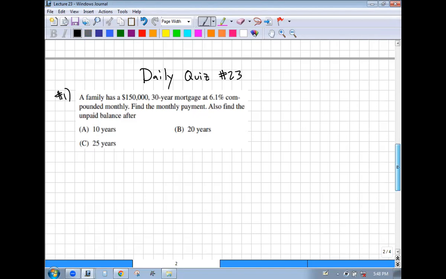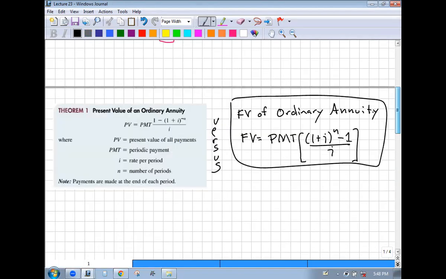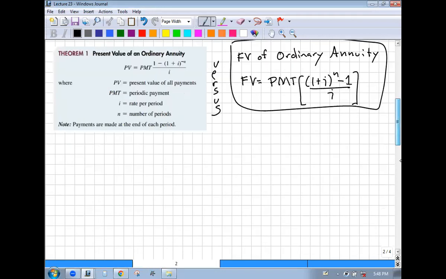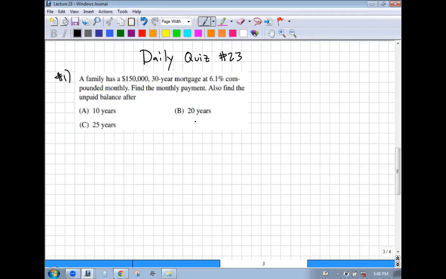Let's use our knowledge of our formulas here. So this might not seem like an annuity, but whenever you have a loan taken out, basically it's like you're selling them an annuity. They bought an annuity from you. Okay. So we kind of have to think about these formulas a little backwards.